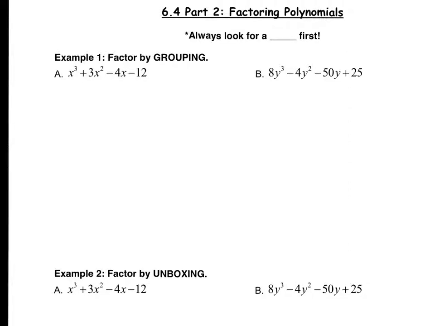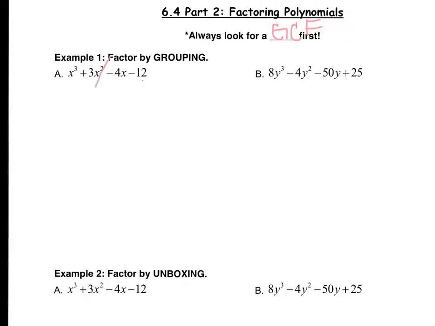So, more factoring. We will still always look for a greatest common factor first. Today we have 4 terms. So the first thing we're going to do is look to see if we have a GCF for all 4 terms. And it looks like in this case we do not. So what we're going to do is split those 4 terms right down the middle into 2 groups and deal with them individually.